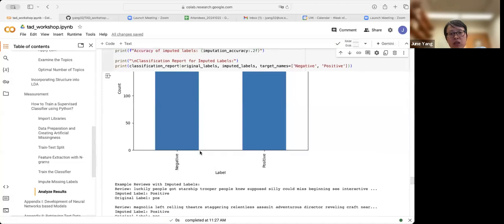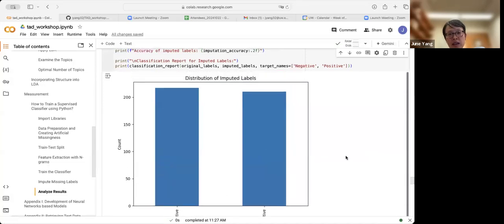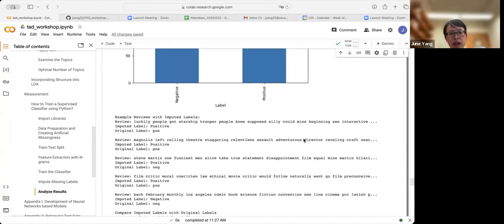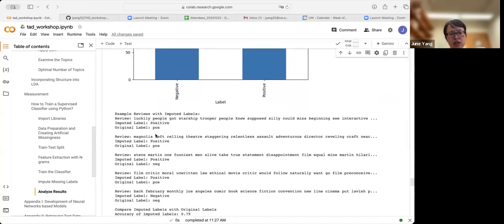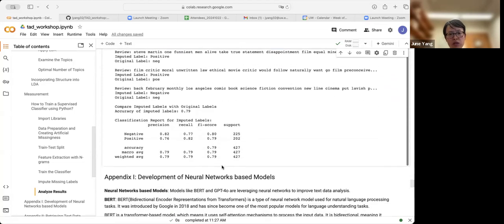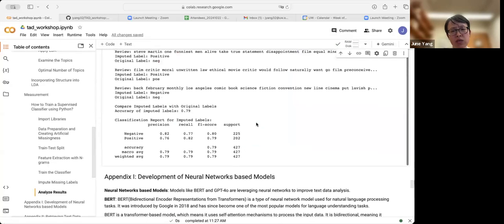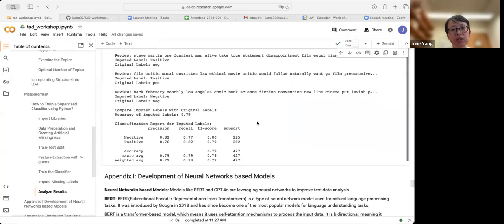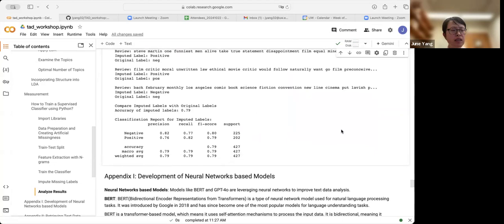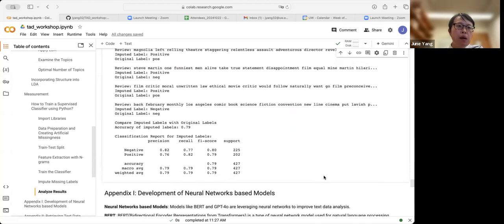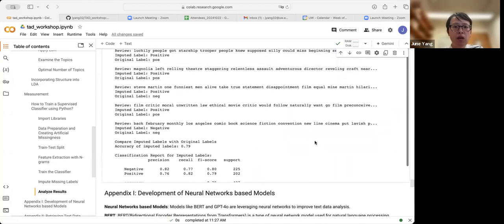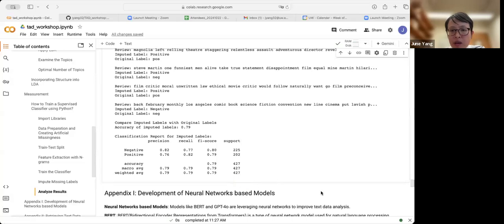In our case, since we already have the data, the missingness is artificially imputed. You can actually see what the original label is. But in reality, with real missingness, we don't have the ground truth data. So we may want to manually check it, to see if our imputation makes sense, or if the measurement we come up with is of high quality.